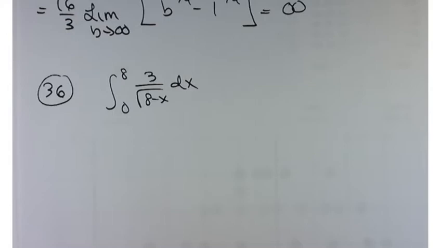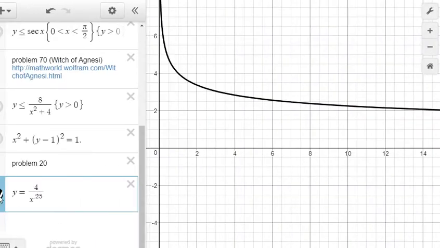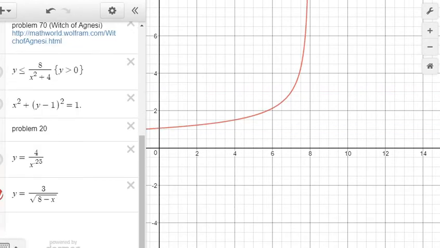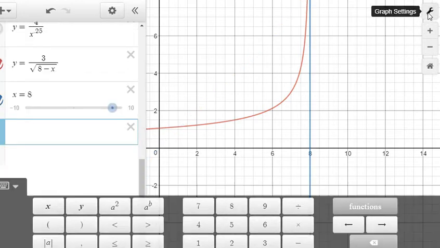We've got to be careful because it's undefined at x equal 8, right? At x equal 8, essentially you have infinity in the integrand. So that could be a problem. Let's just take a look at the graph. So let's sketch this one. y equals 3 over square root of 8 minus x. And let's also put in another line here. Let's do x equal to 8 so we can compare things here.